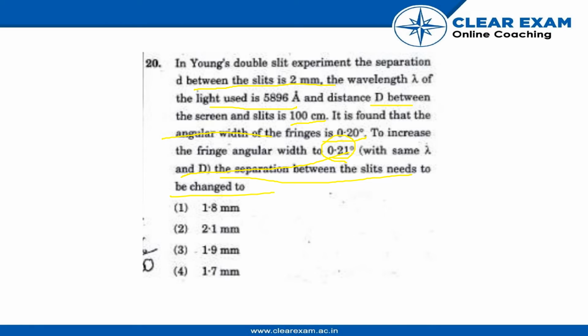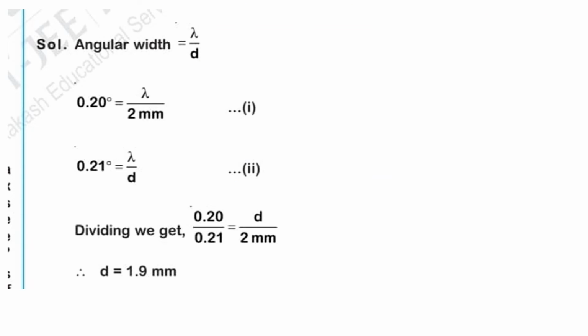As we know, lambda remains the same and capital D remains the same. So let's find out from these options which will be the correct option. As we know, the angular width is equal to lambda upon d. So d comes out to be 2 mm over here, and first we will find out the value of lambda from here.